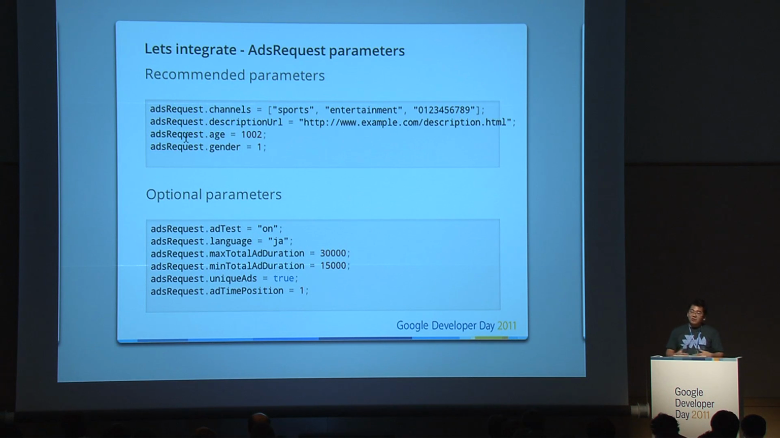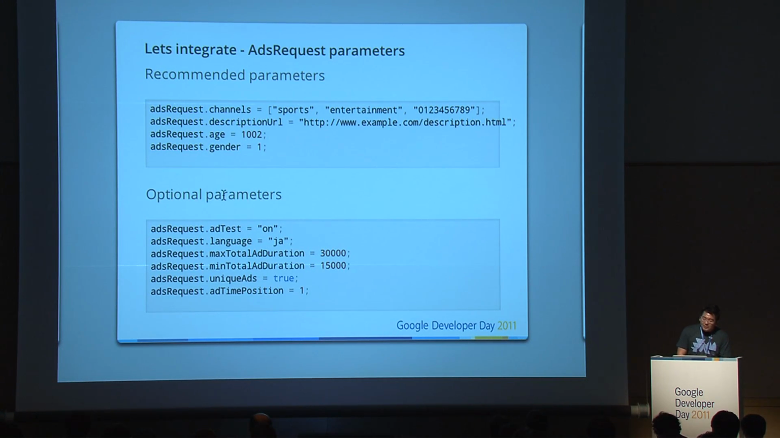Next, we have a demographic field for the age group that you expect. So let's say that you're developing a game about ponies, right? You would expect a certain age group to play that game, and you want to target that age group with your ads. And lastly, you can define the gender that you want to target as well.